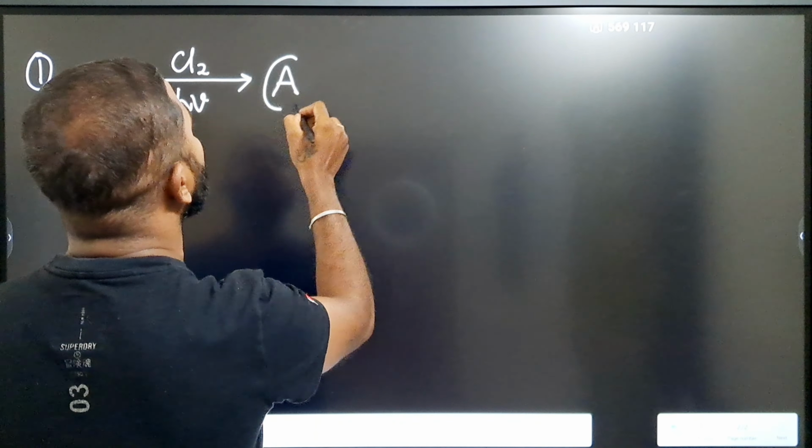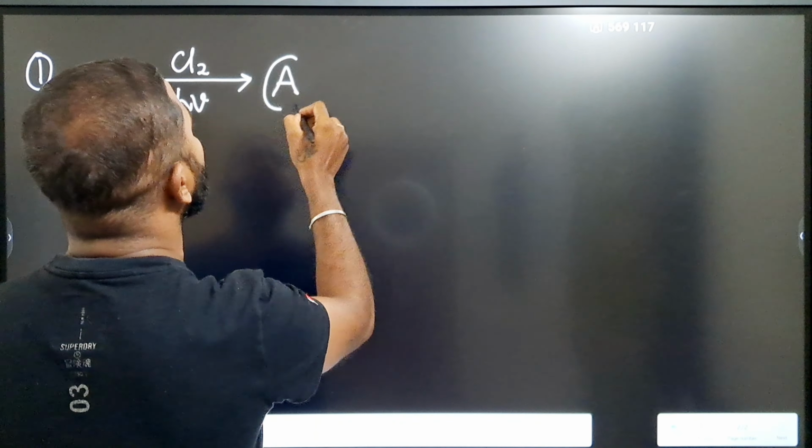This ethane upon again bromination, this reaction is similar to the first reaction, where this alkane is going to give us alkyl halide. Since we have 2 carbons, we are going to get obviously ethyl chloride. Hope you understood. And now the next reaction, if you observe, alkyl halide with aqueous KOH is actually a nucleophilic substitution reaction, where this chlorine will be substituted by OH to give us ethyl alcohol. So D is our ethyl alcohol.